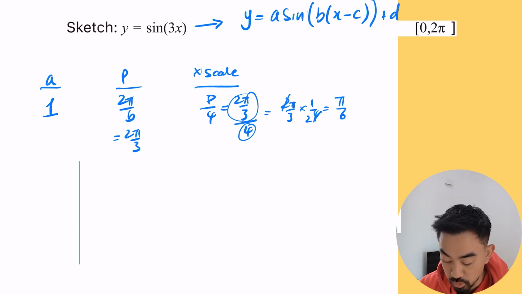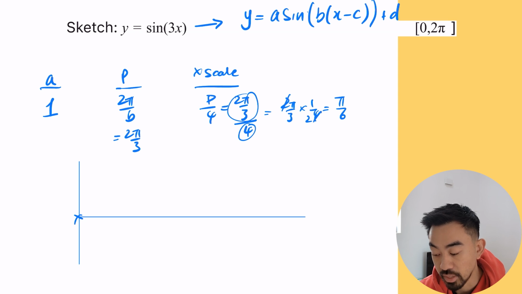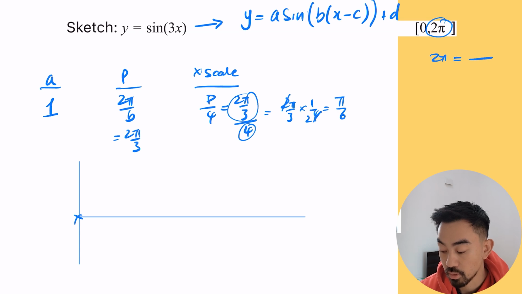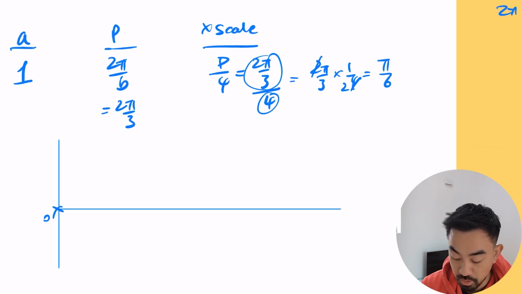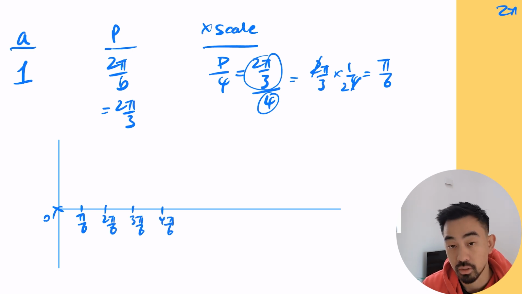So first things first, let's draw up our graph. Starting at 0, we said our x scale is going to be pi on 6, and we need to get it to 2 pi. So converting this 2 pi into the denominator of 6 will be 12 pi on 6. Okay, so that's our stopping point. All right, so let's label it. So you got 0, try to do it evenly, pi on 6, 2 pi on 6, 3 pi on 6, 4 pi on 6, and so on. So it will go to the end.